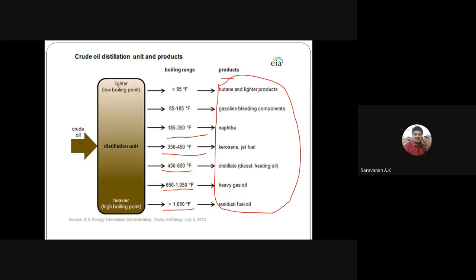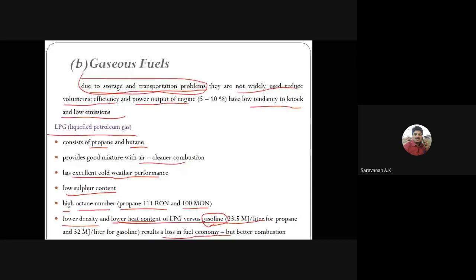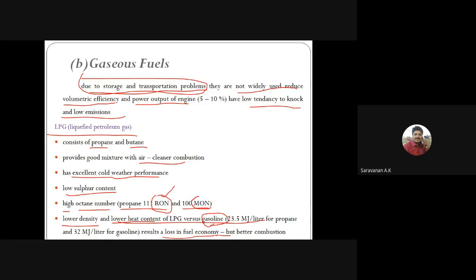The product is relatively unstable and requires the use of antioxidants and other treatments to prevent gum formation, that is, sticky formation. It is relatively poor in MON. What is MON? We already saw, though this time I forgot to tell, the octane number. Here we can see what RON is: the research octane number, and there is one more term we are using here.